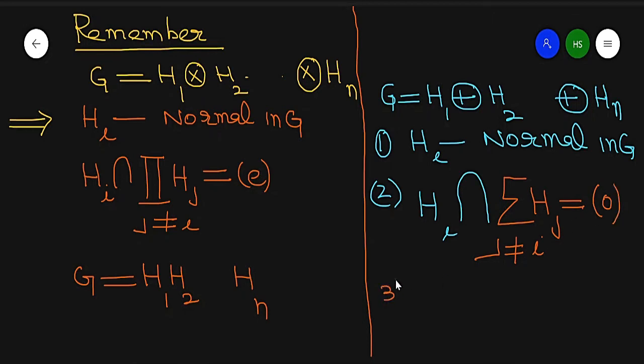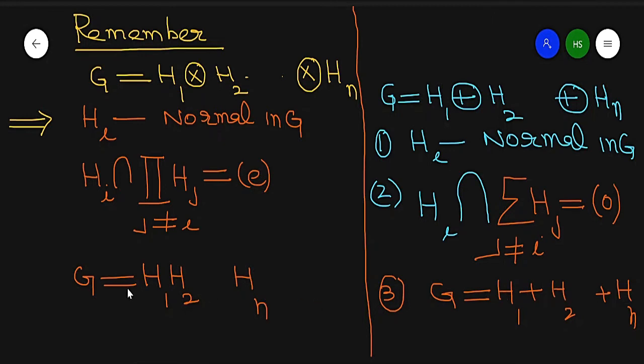And number 3, so what is number 3? Here G is not a multiplication, it is a sum: H1 plus H2 and plus so on up to Hn. So this is a direct sum and this is a direct product. That is the difference between them. Here the binary composition is multiplication and here the binary composition is addition.